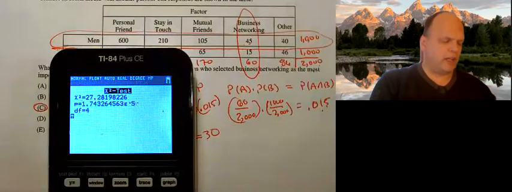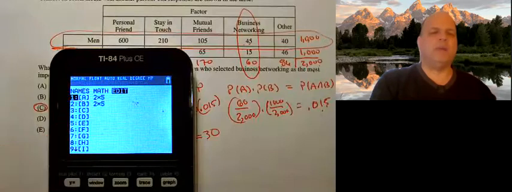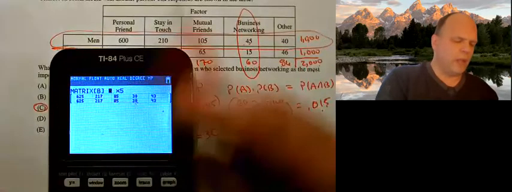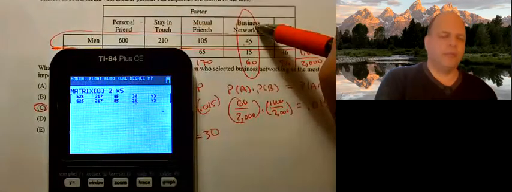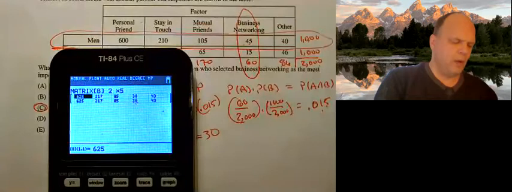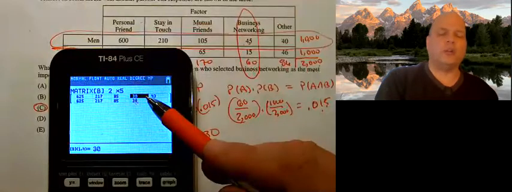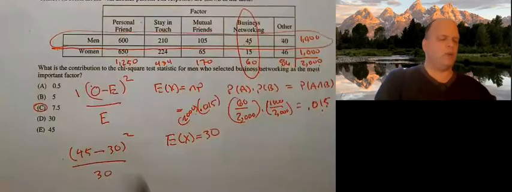Now I'm going to go back to second matrix, press edit, and I'm going to drop down to B because that's going to be my expected value matrix. And I need to count over 1, 2, 3, 4 columns. 1, 2, 3. There's my fourth column right there. And there's my expected value of 30. Right? So that's another way to get your expected value.